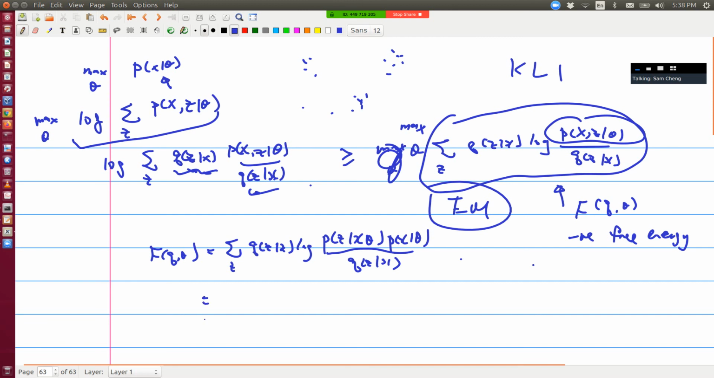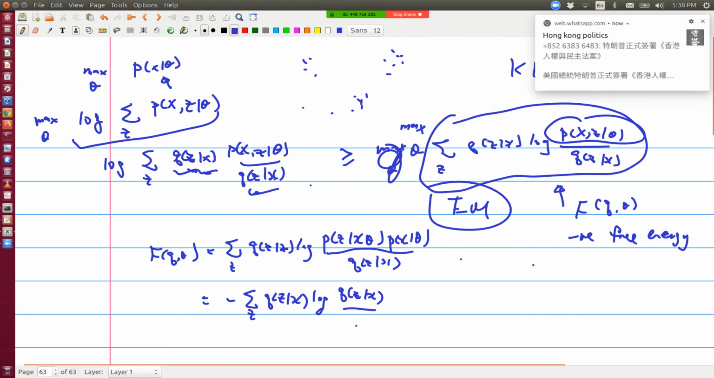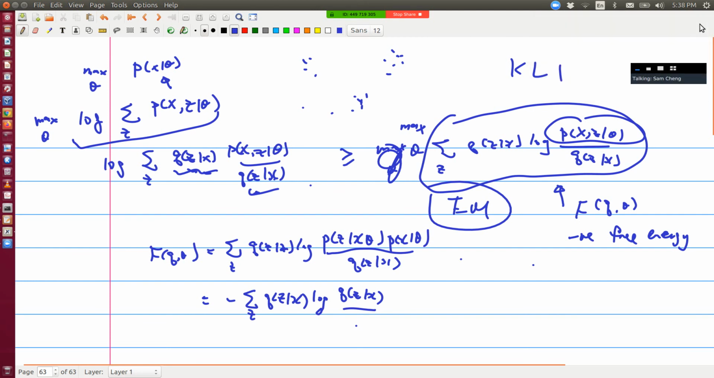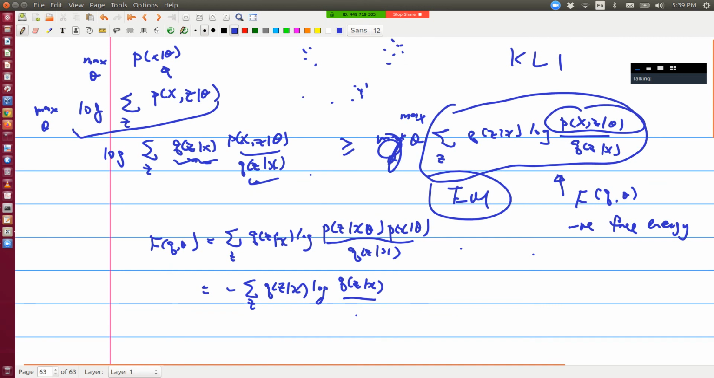This one is equal to minus the sum over C of Q(C given x) log Q(C given x). Yes, this is C and x. I'm sorry, my handwriting is too bad. Yes, this is C. This is x. C is x. Yes, this is a minus of that.